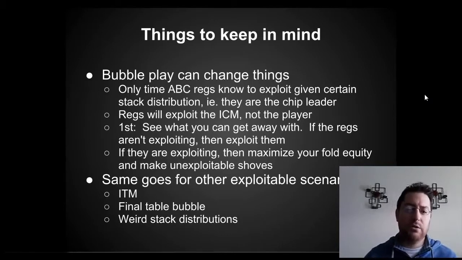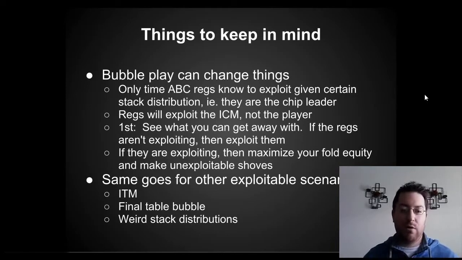So the only time these guys know to exploit your open is given the ICM and stack distribution of the situation. For example, if you're second in chips and an ABC reg and the big blind is the chip leader and there are short stacks at the table, it would be wrong of you typically to raise into that player because they're probably capable of 3-betting you with any 2 cards, knowing you can't call on the bubble given ICM and the stack distribution without pocket aces or pocket kings or queens.